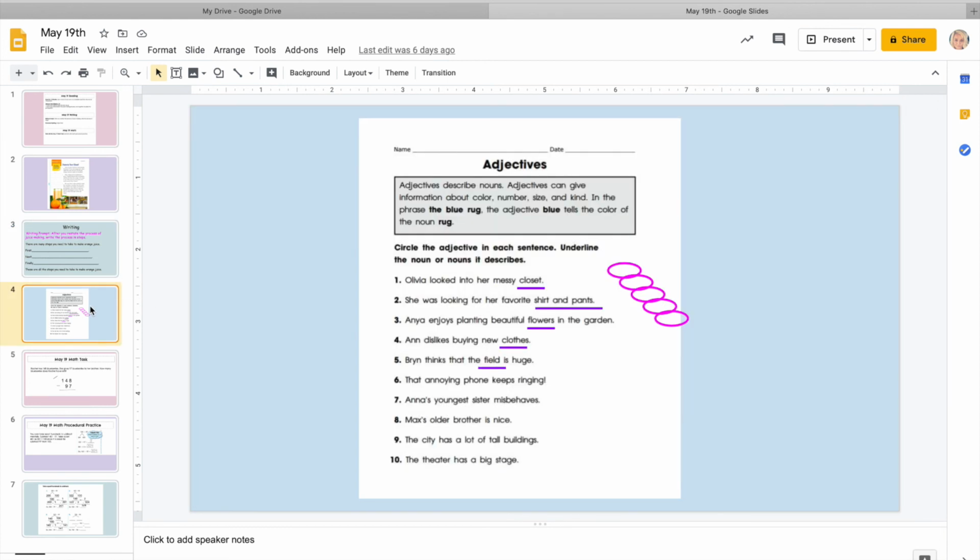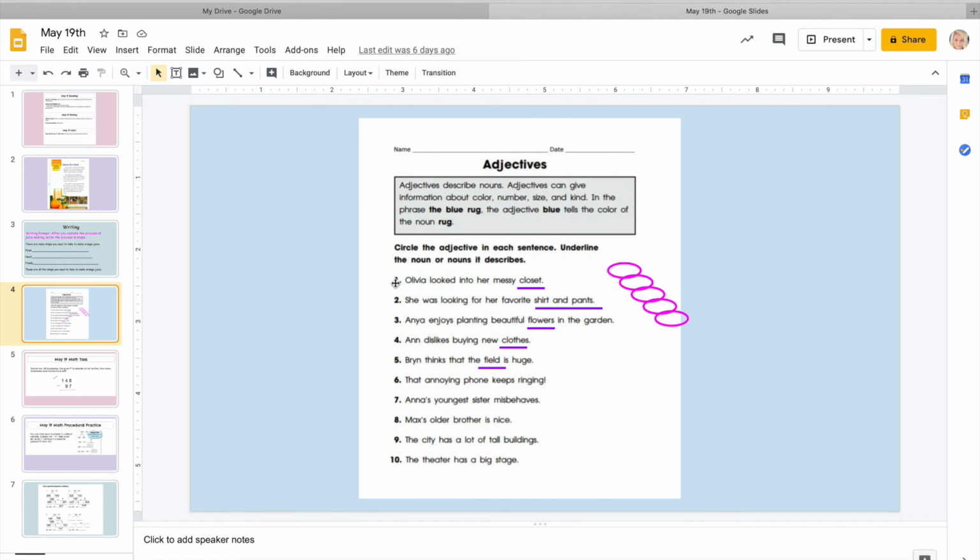Okay, and we are going to move on to our grammar and spelling where, like I said, we're going to work on adjectives today, and adjectives describe nouns. Adjectives can give information about color, number, size, and kind. In the phrase, the blue rug, the adjective blue tells the color of the noun. So the noun is rug. Remember, a noun is a person, place, or thing. And then the adjective is what's going to describe the noun. So the noun is what is it, and the adjective is what about it.